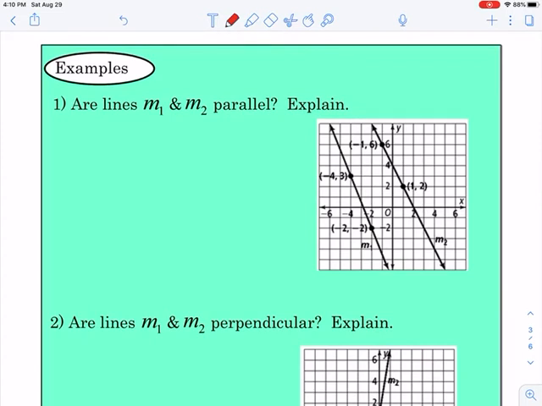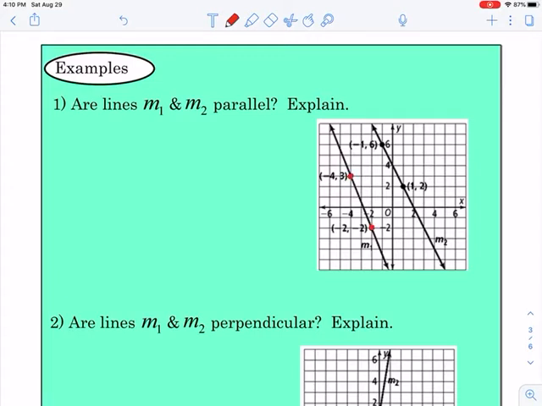Okay, so for example number 1, are the lines M1 and M2 parallel, and explain. Okay, so if they're going to be parallel, they have to have the same slope. And since I have the graphs, instead of using the slope formula, I'm going to count. So for my first one, I'll do this bottom line. I'll highlight my 2 points in red here.